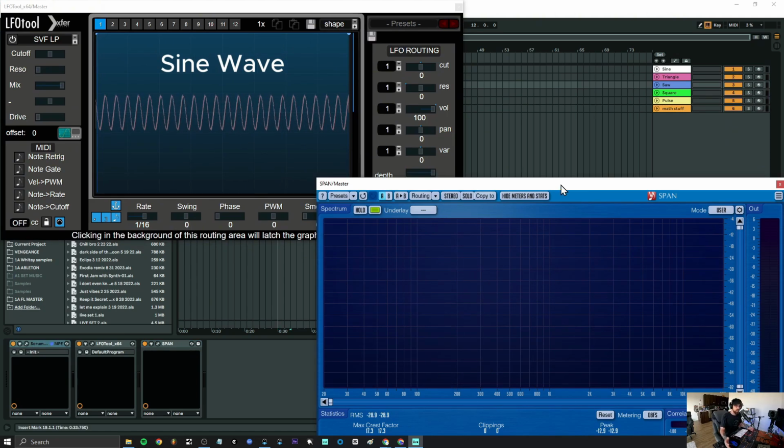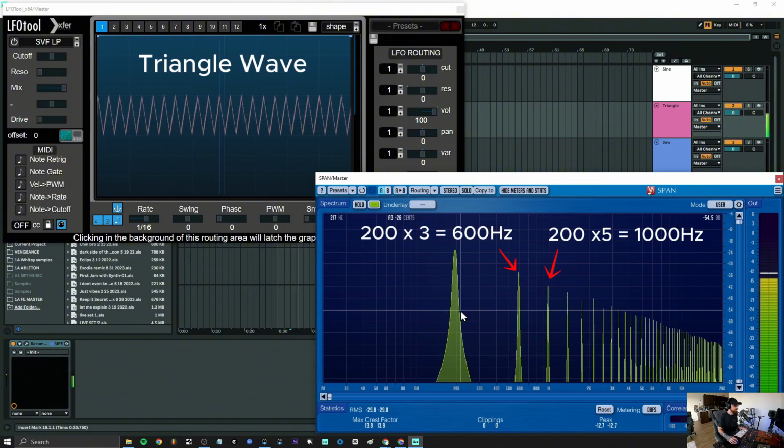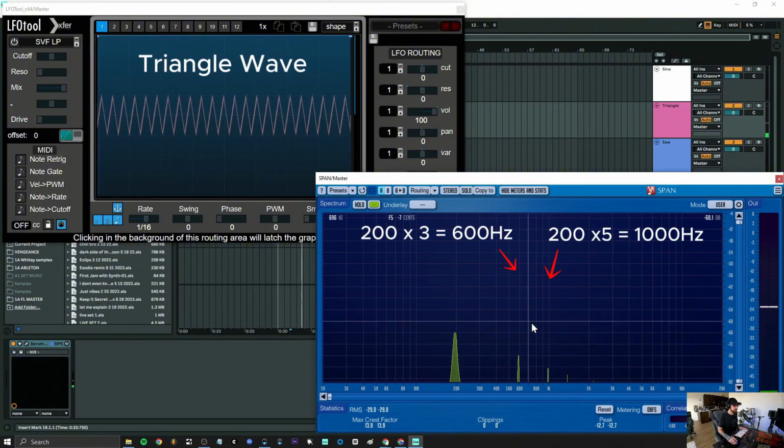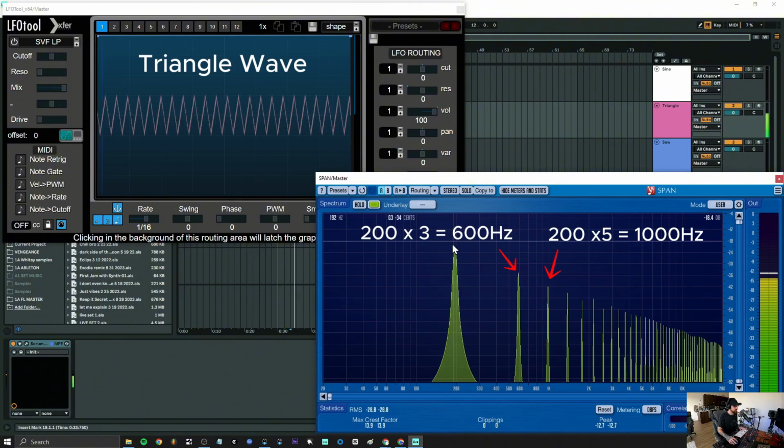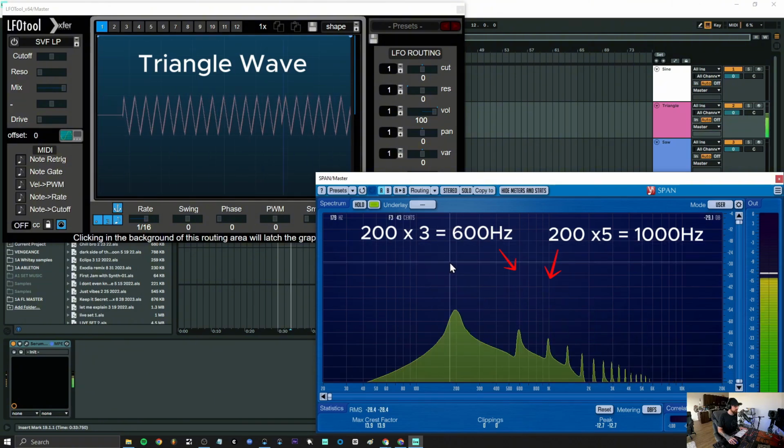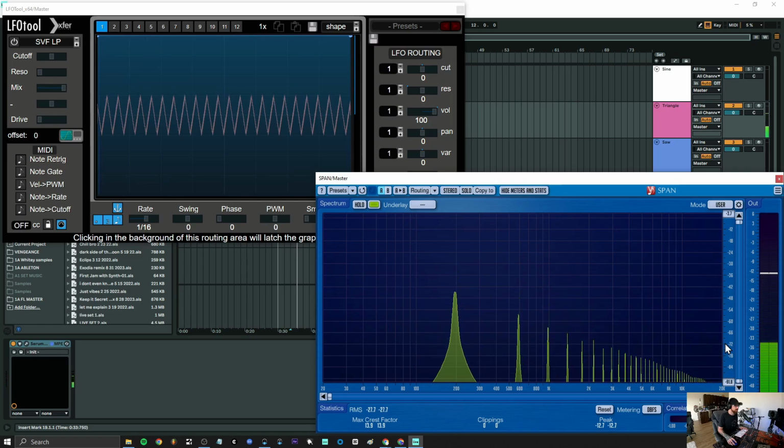Now, if you remember, the triangle wave consists of only the odd harmonics. What that means is that there's going to be odd multiples of the fundamental frequency. So if we're looking at the spectrum analyzer, we should be able to see a lot more frequencies above this 200 hertz mark. Let's take a look at the triangle. You can see all these extra frequencies, and they rapidly decrease. So the fundamental frequency is louder than the rest of the harmonics.